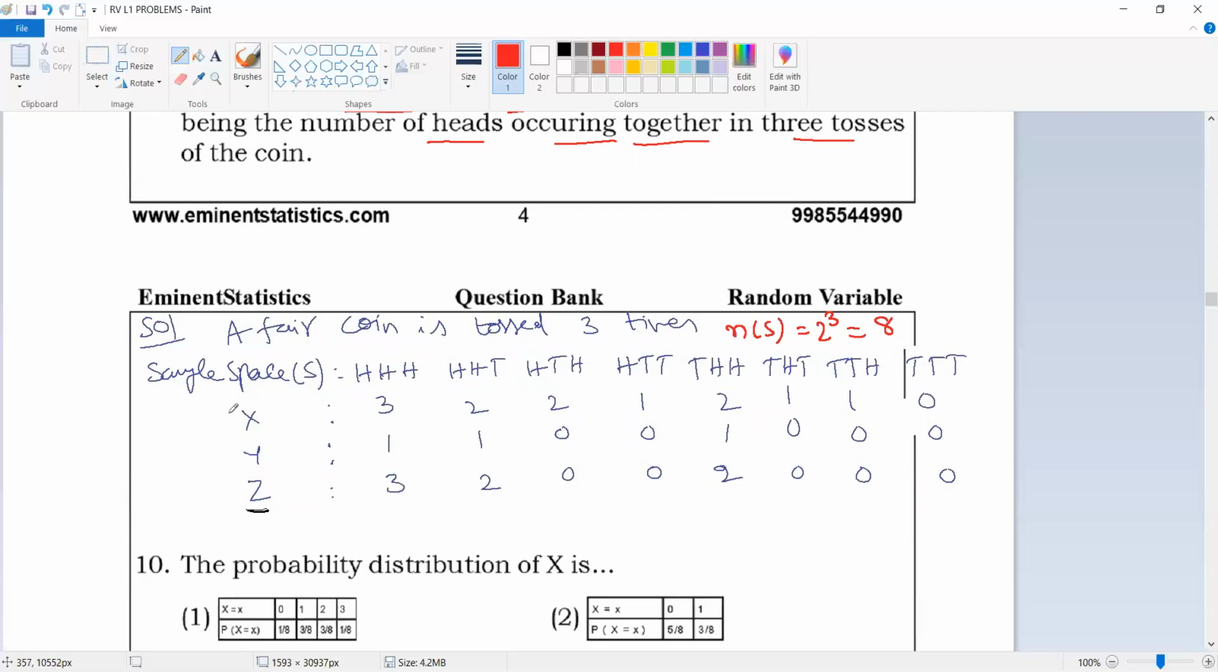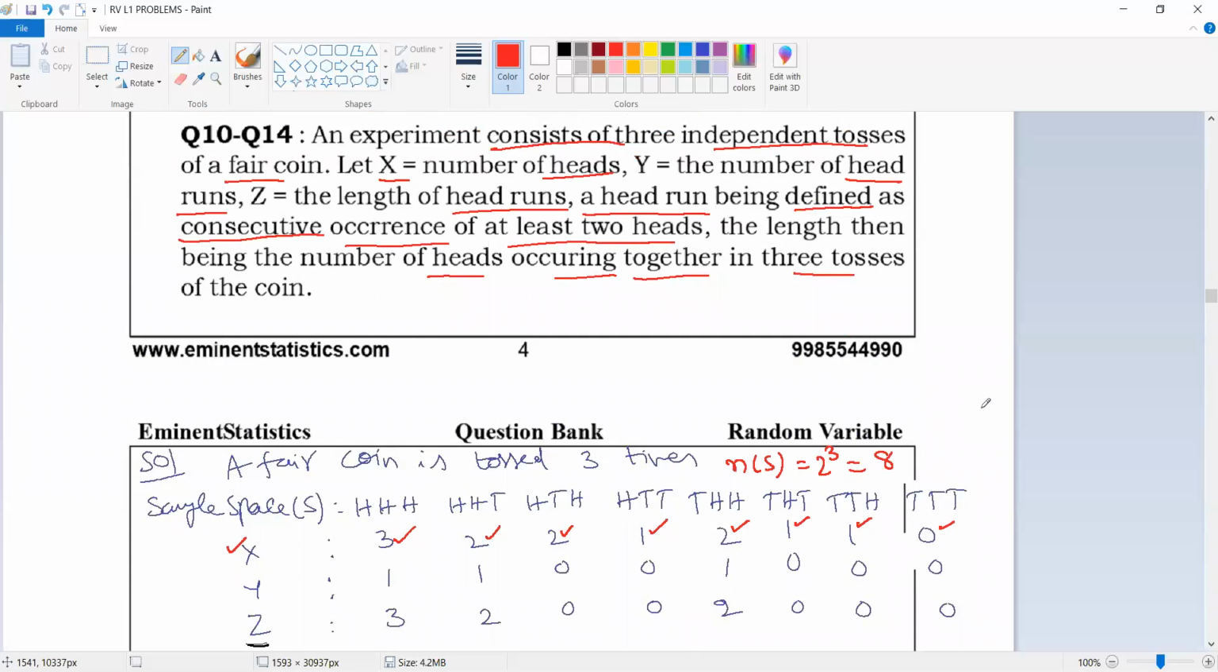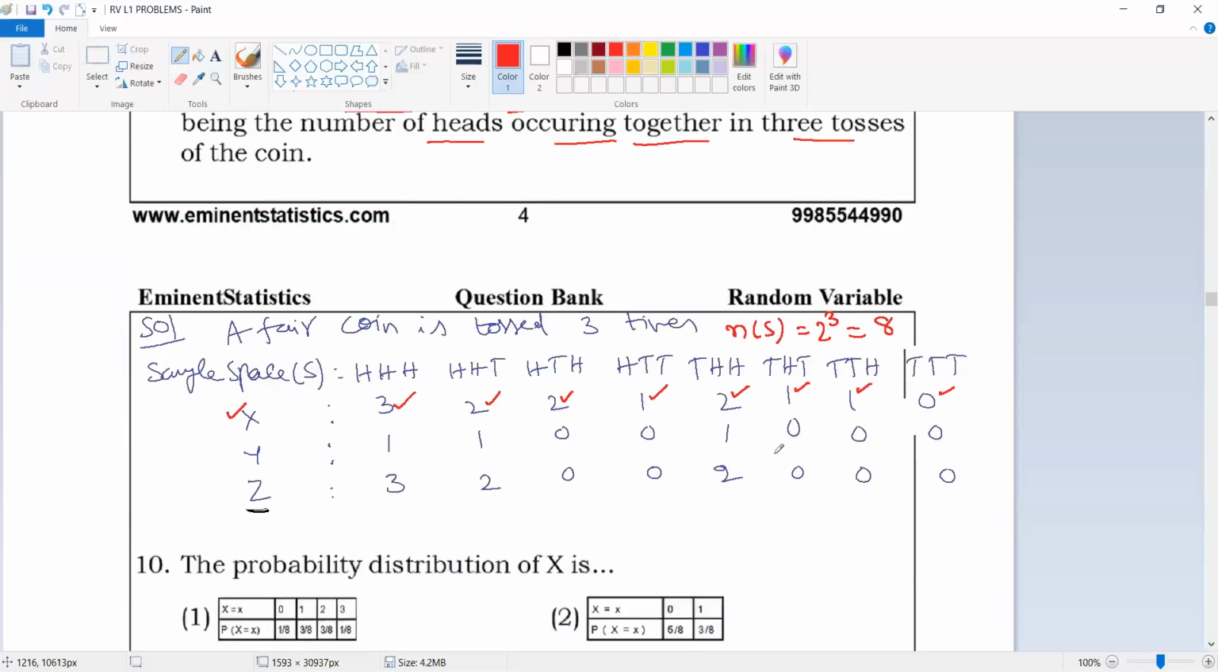Now first of all, define X. X is the number of heads that appear when a coin is tossed. How many heads here? 3 heads. How many heads? 2 heads. Here 2 heads, here 1 head, 2 heads, 1 head, 1 head, no head. It's very simple. X is a frequently used concept.